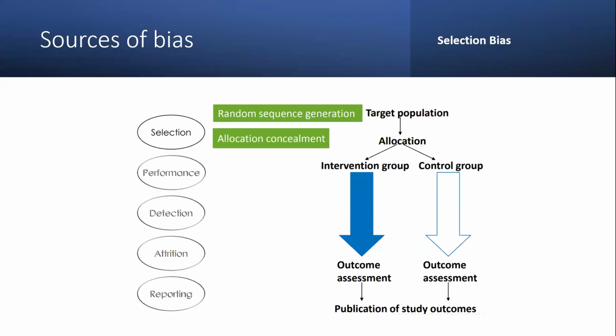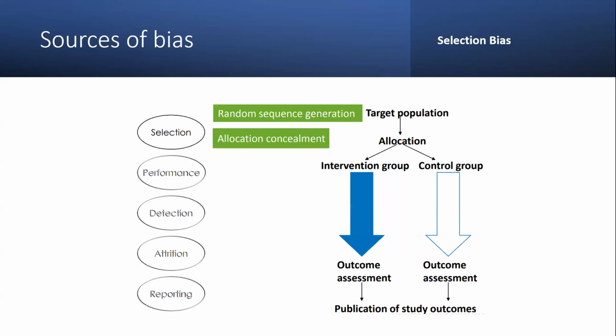So now we will see what the different sources of bias are that we will see in any of the studies. There are different kinds of bias, like selection bias, performance bias, detection bias, attrition bias, and reporting bias.